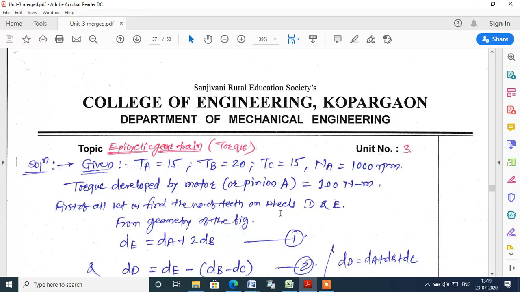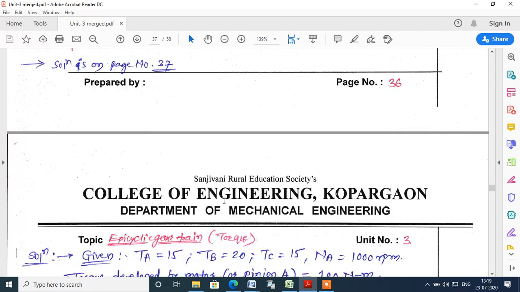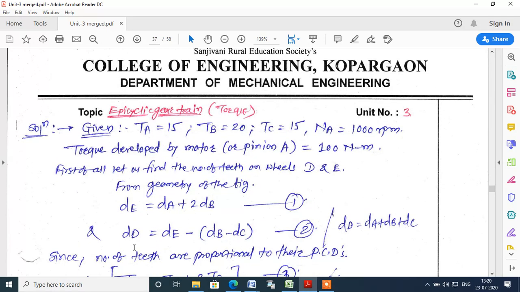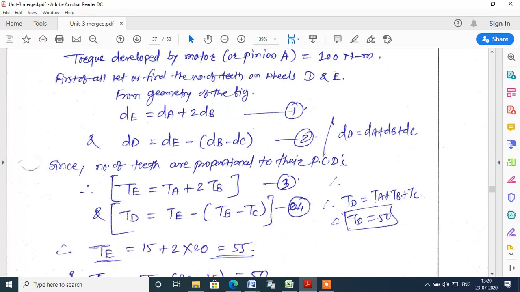So by geometry we can write the diameters. Diameter of E, dE equals dA plus 2 dB, and dD equals dE minus (dB minus dC). Please carefully observe the geometry. So these two relations we got from the geometry. Since the number of teeth are proportional to their pitch circle diameter, we can write TE equals TA plus 2TB, and TD equals TE minus (TB minus TC).